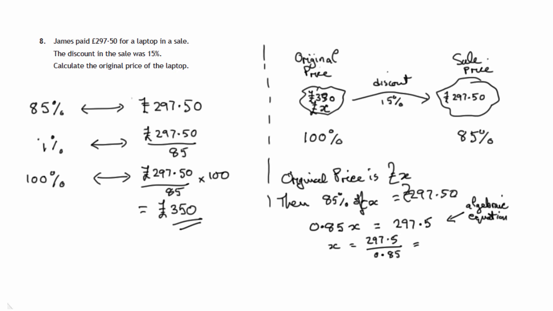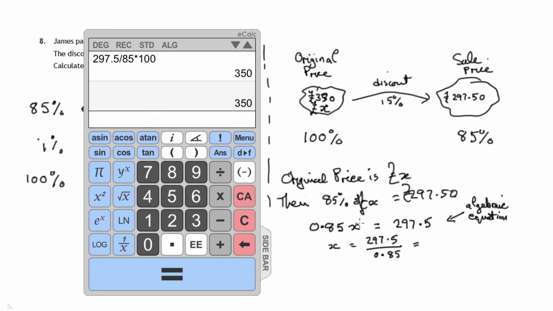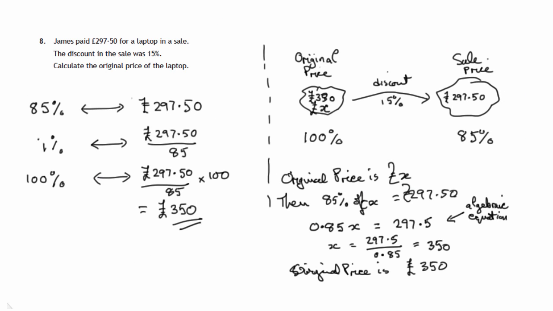So 297.5 divided by 0.85 gives 350. So this original price is £350. So there's a slightly different way of doing this question. There's the proportion method to get to 100%, the original price, or there's an algebraic method where you solve a little linear equation and find out what X is. So either way, £350 is the answer.